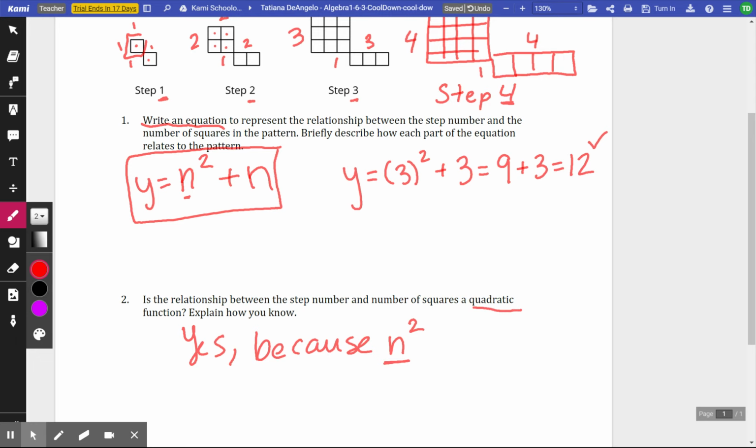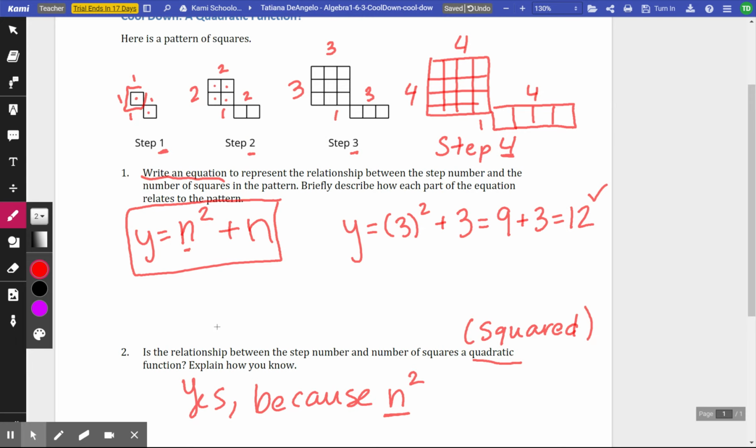Quadratic is any time you have squared, or to the second power. So that is a really easy way to just say, yeah, I know it's a quadratic function. I know what's happening here is quadratic because it's being squared each time. It's going up each time by itself. So 1x1, 2x2, 3x3, 4x4, which is why I came up with this equation. So yes, therefore it is quadratic.